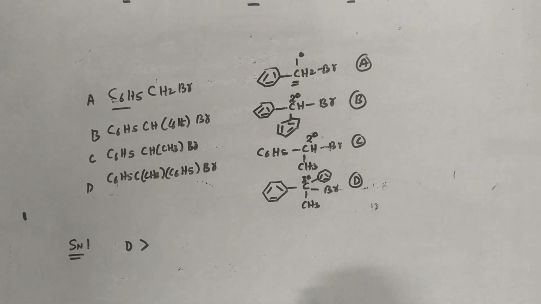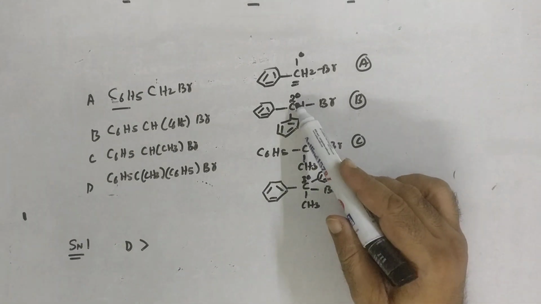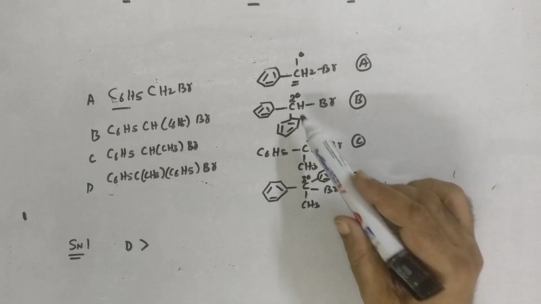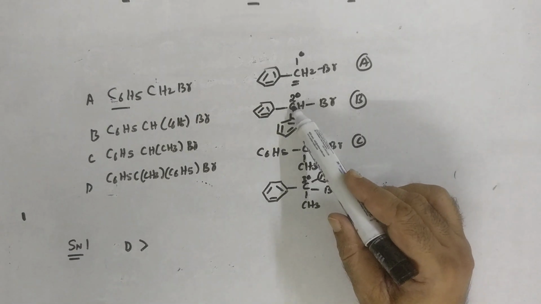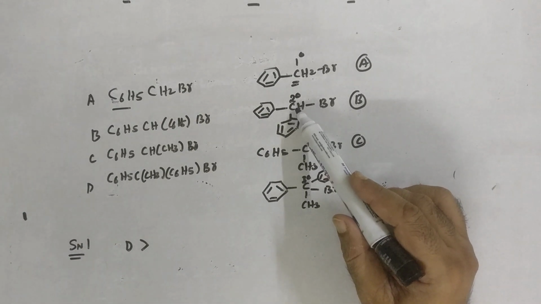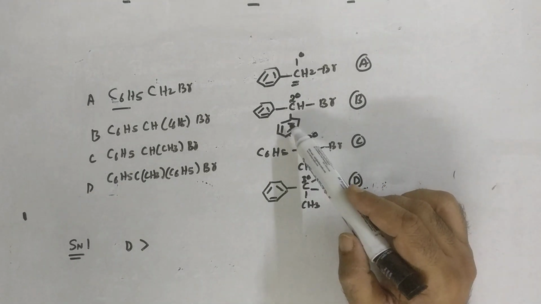Then will come secondary. Now the problem is that there are two secondaries over here. This is also secondary, this is also secondary. So how to decide out of these two which will be more reactive? Logic is the same. If there are more benzene rings on the benzylic carbon, the reactivity towards SN1 is better. So this B is more reactive because the benzylic carbon has two benzene rings. It will form a carbocation.